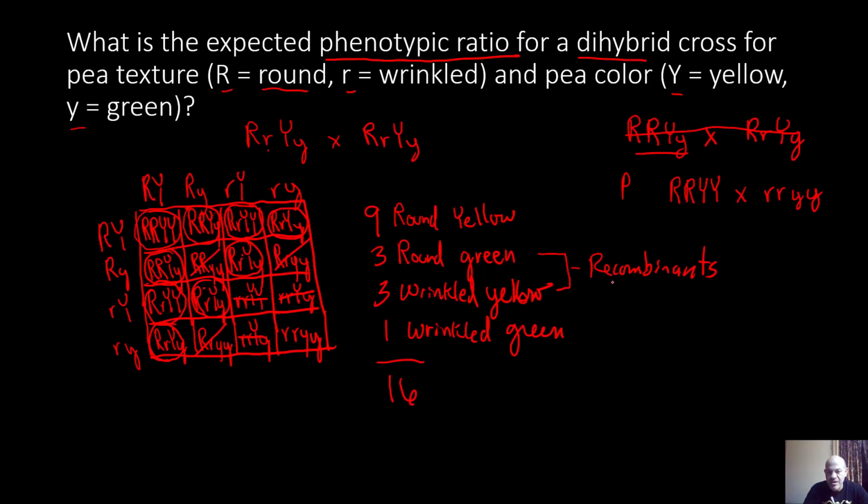Anytime that we have a dihybrid cross and the alleles separate independent of one another for each of the traits, then you can always expect a 9:3:3:1 phenotypic ratio, where the first one is dominant for both, the last one is recessive for both, and the middle two groups are the recombinants. And that's something to remember because it'll help you answer a lot of genetics questions.